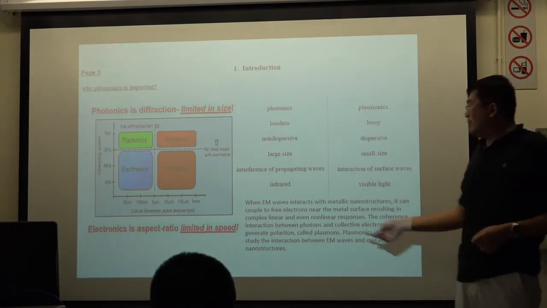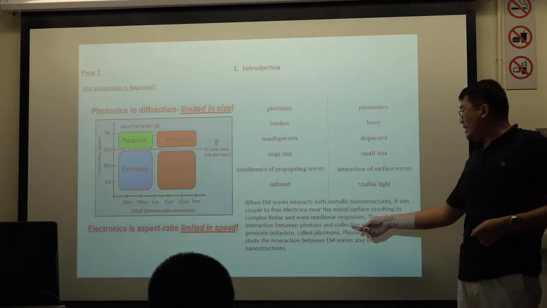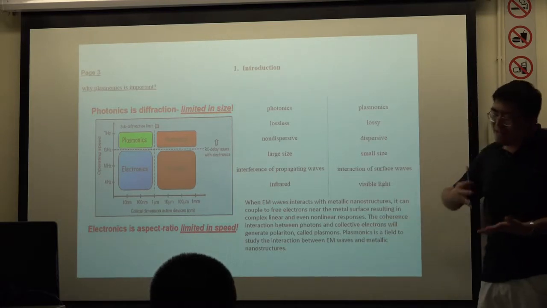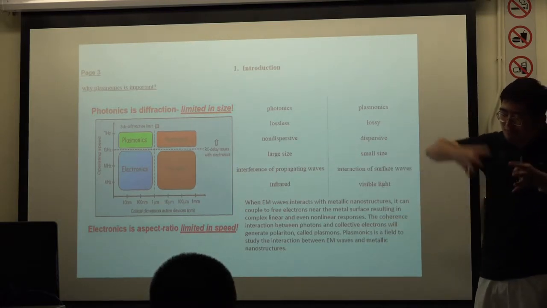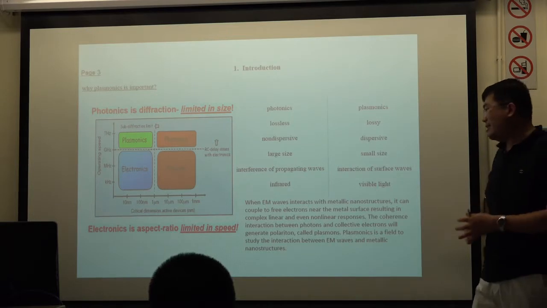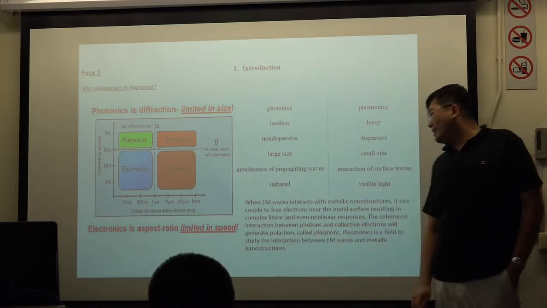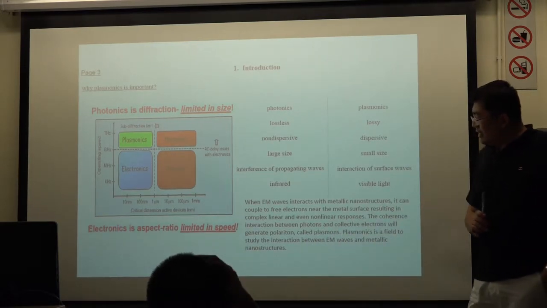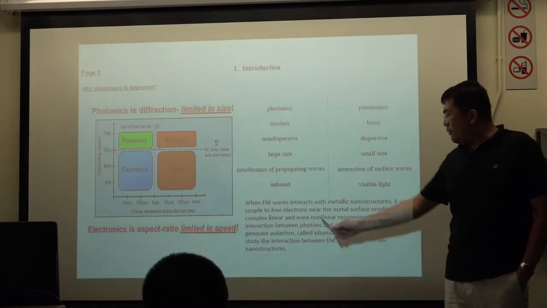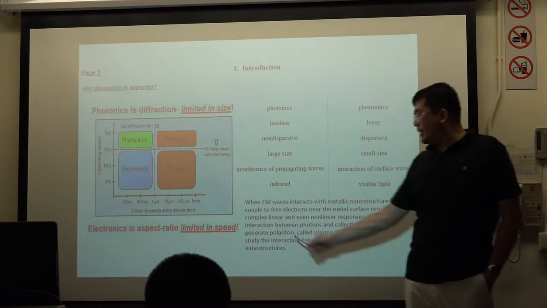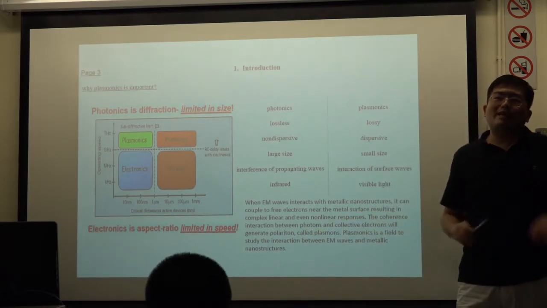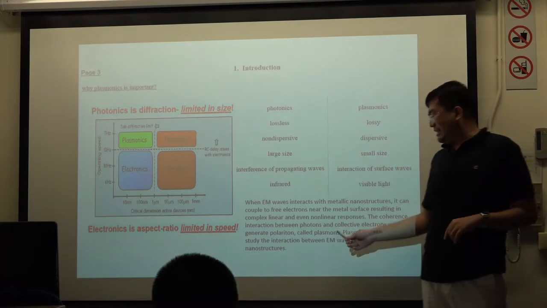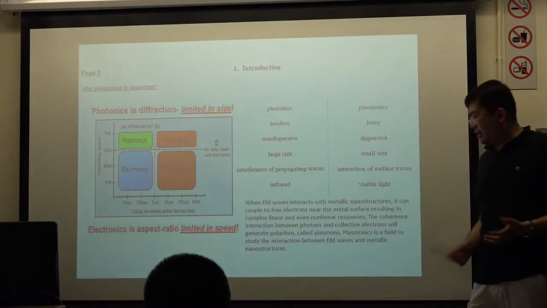So this is coherence between the photon and the collective electron. What do I mean by collective electron? I mean the electrons move together, called collective electrons. It's a generation of polariton. This is a quantum mechanics word: photon and electron together are called a polariton. They also call it a plasmon.